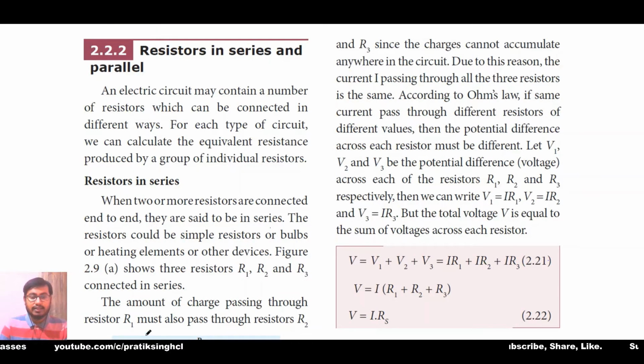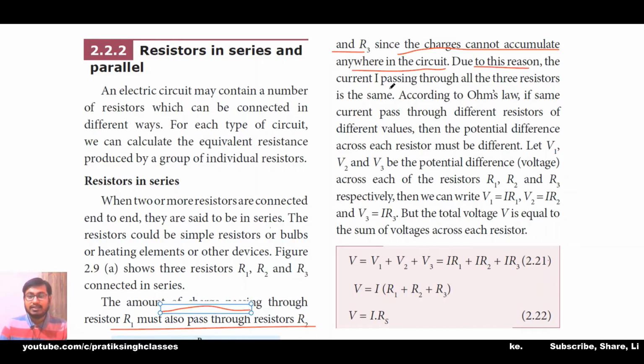once again, the amount of charge passing through the resistor R1 must also pass through R2 and R3, meaning the same amount of charge will flow through R1, then through R2, and then through R3, since the charges cannot accumulate anywhere in the circuit. Due to this reason the current I passing through all the three resistors is the same, as I have said earlier that the value of current in a series combination of resistors is always the same throughout the given circuit.